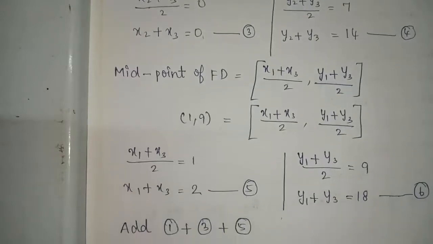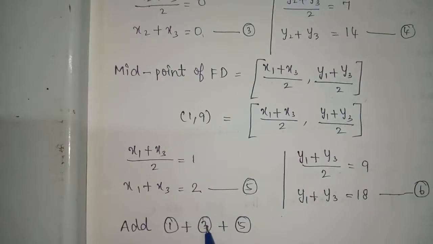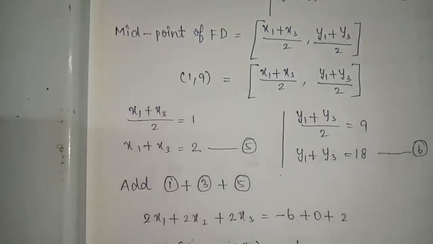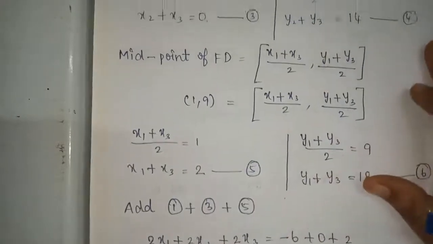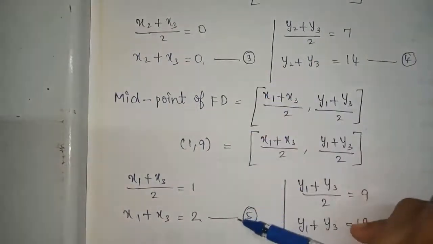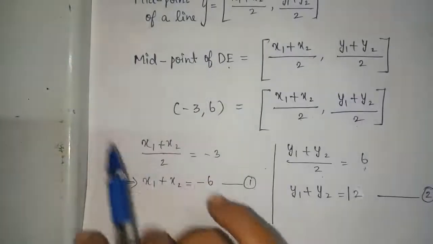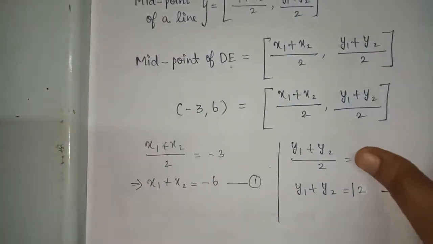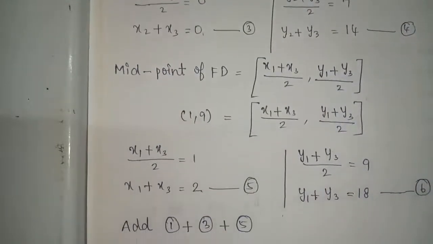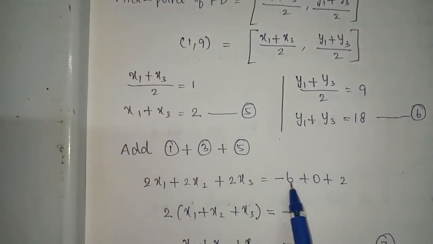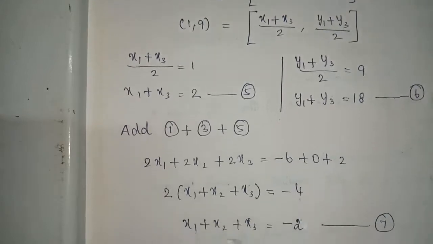The next step is you have to add equation 1, equation 3 and equation 5. We get 2 times x1 plus 2 times x2 plus 2 times x3 is equal to minus 6 plus 0 plus 2, because we already know equation 3, equation 5 and also equation 1. So you get 2 times (x1 plus x2 plus x3) is equal to minus 6 plus 2, which is minus 4. So x1 plus x2 plus x3 is equal to minus 2. This is equation number 7.